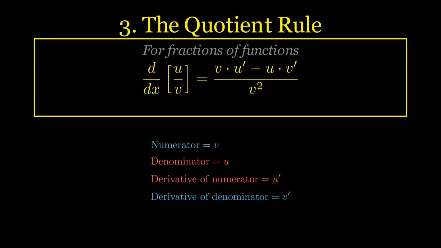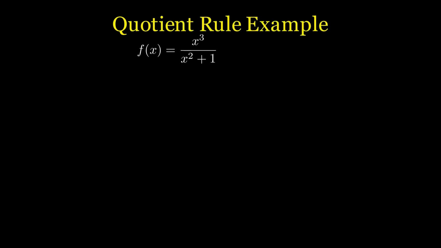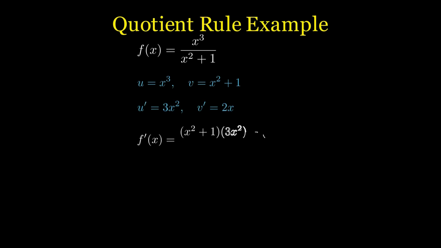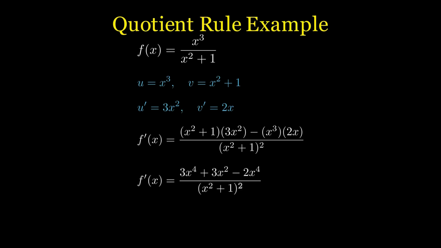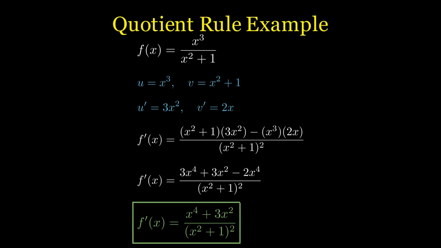Example, let's take f of x equals x cubed over x squared plus 1. If you differentiate this and simplify it, it should give you a fraction x to the power 4 plus 3x squared over x squared plus 1, the whole thing to the power 2.